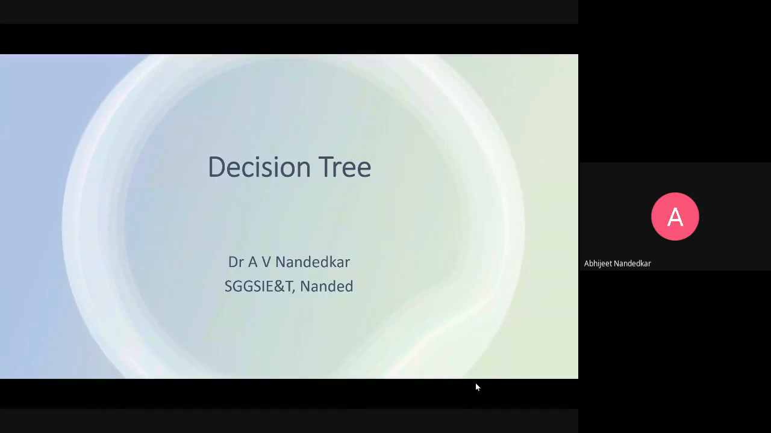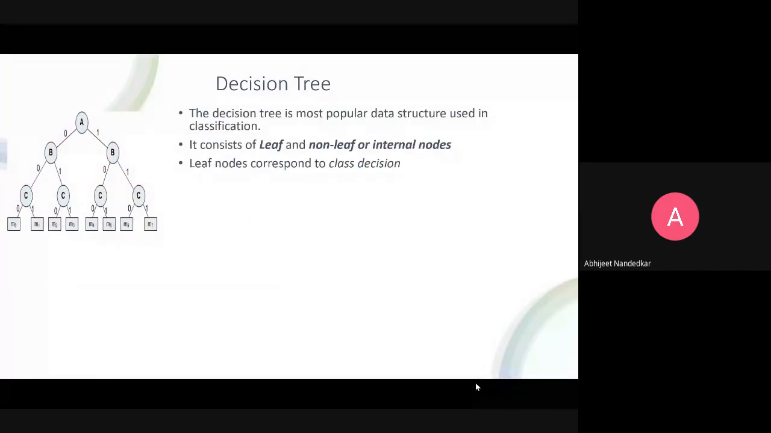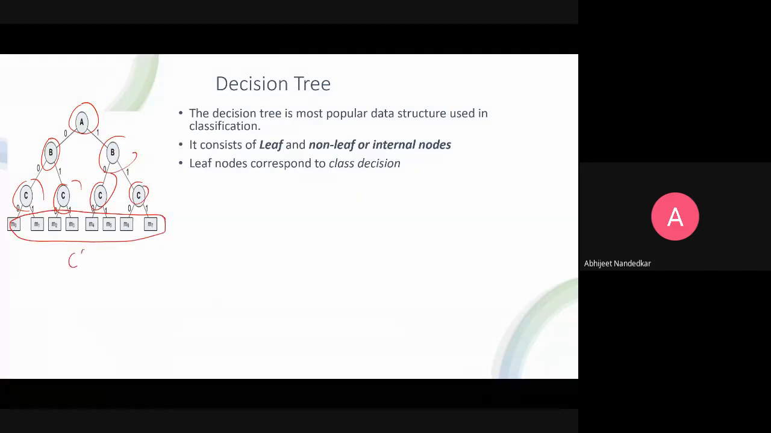So we were looking at this decision tree. What is a decision tree? We know that it consists of some root node, then there are some children nodes, and finally the leaf node where classification is available.